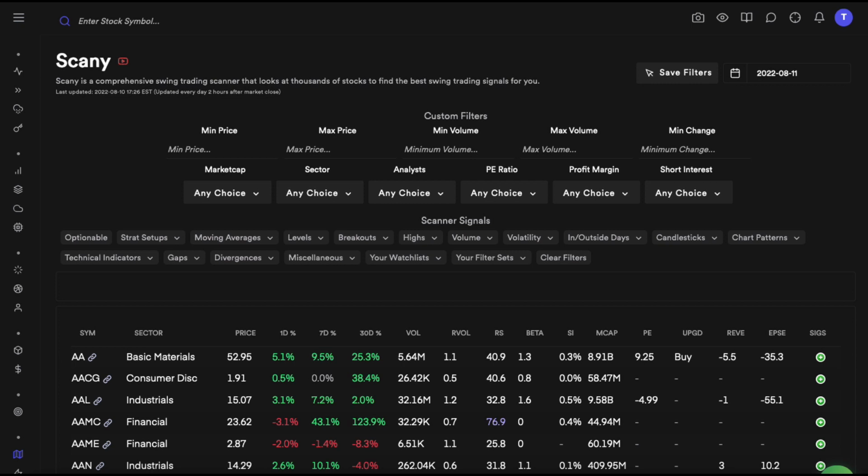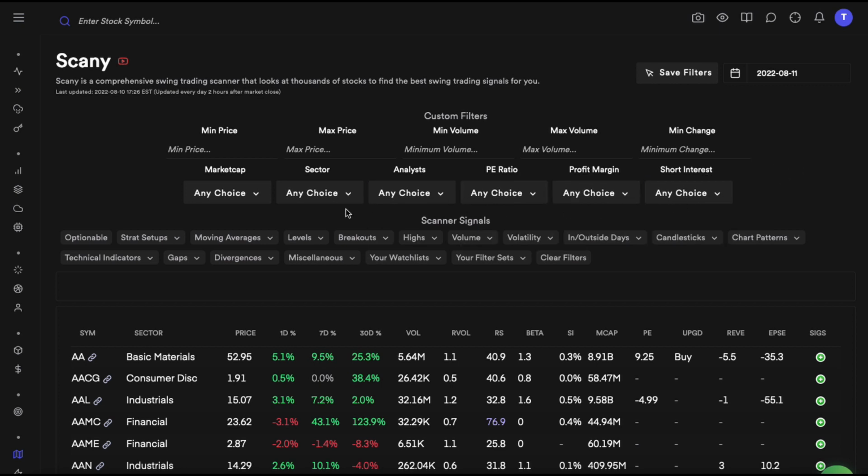Most of the stuff that you see here is quite easy to understand, but I'll still go over the entire layout and show you what you can do and how to navigate through it. Obviously you can set the minimum price, the maximum price, the volume minimum and maximum, and the change in the price today. Then you have market cap filters, sectors, analysts, P ratio, profit margins, and short interest.